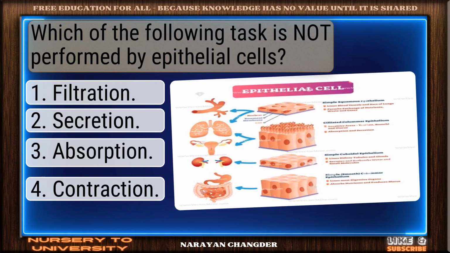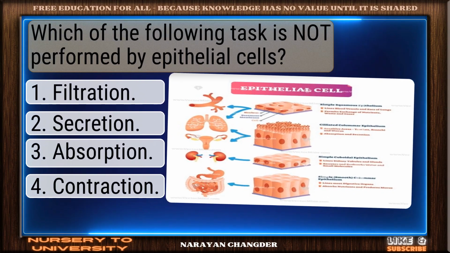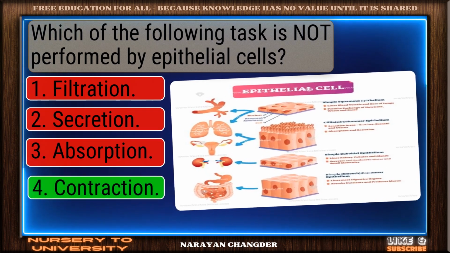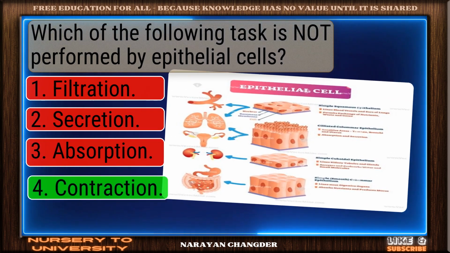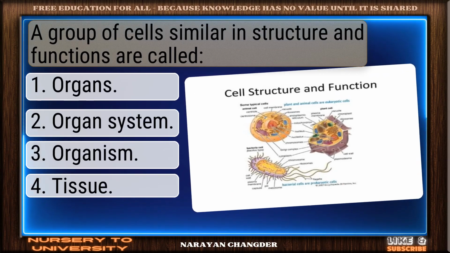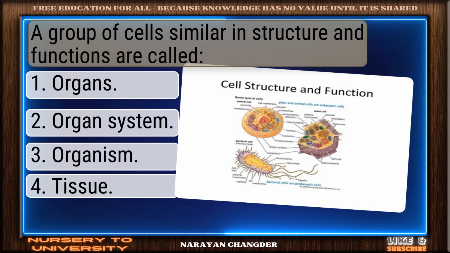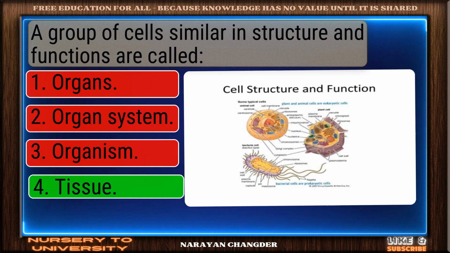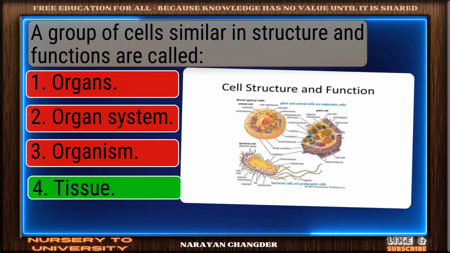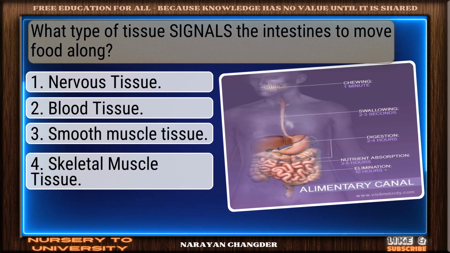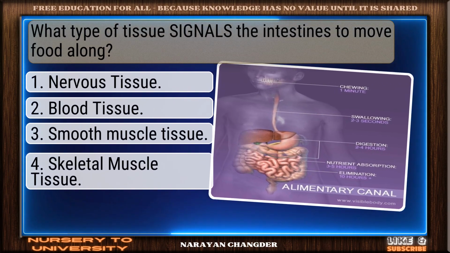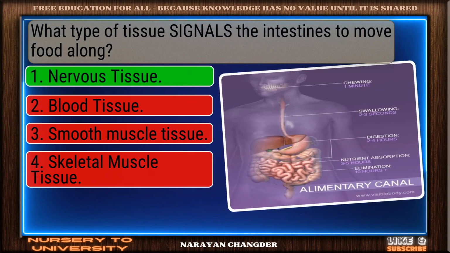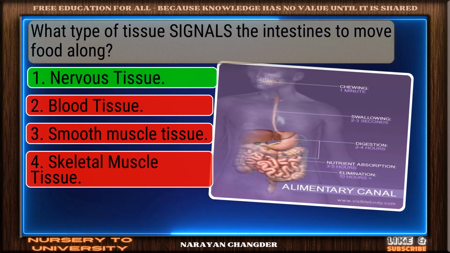Question number 42. Which of the following task is not performed by epithelial cells? Nicely done. Contraction is a solid answer. Question number 43. A group of cells similar in structure and functions are called. Good job. Your answer tissue works well here. Question number 44. What type of tissue signals the intestines to move food along? Correct. Nervous tissue is the right answer.